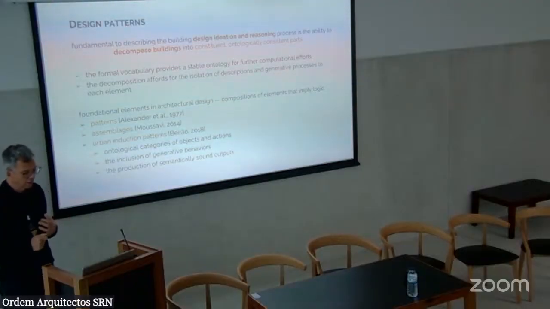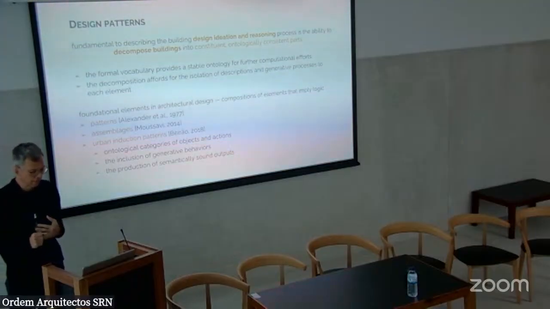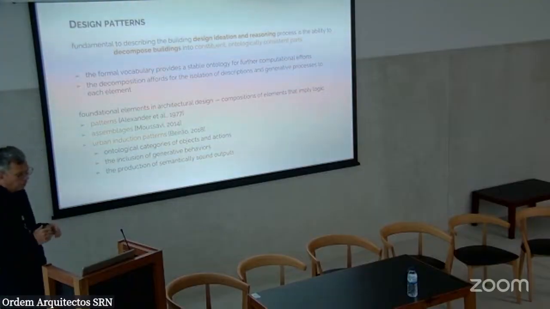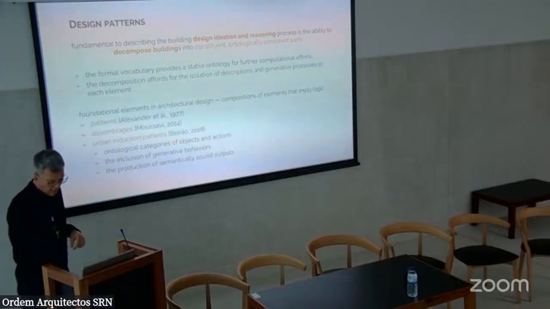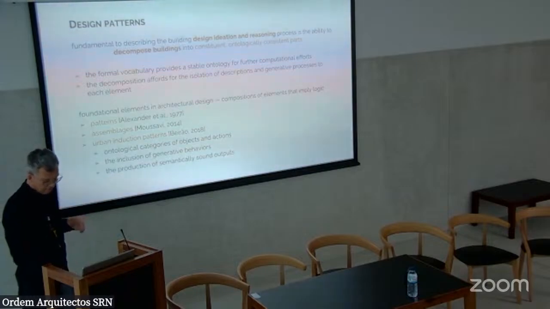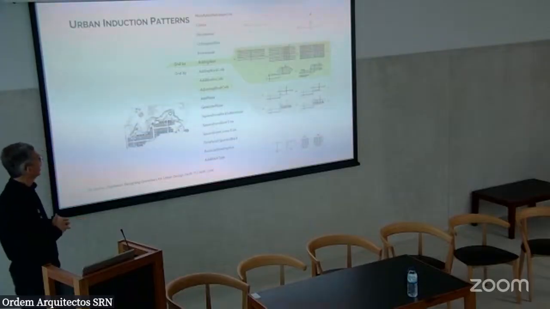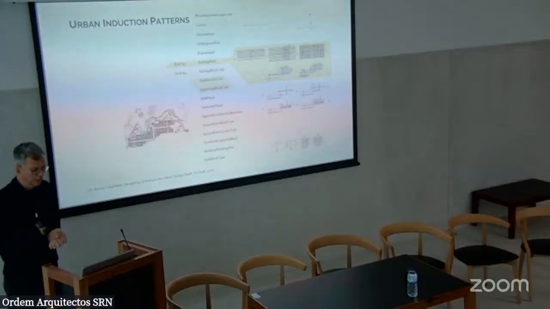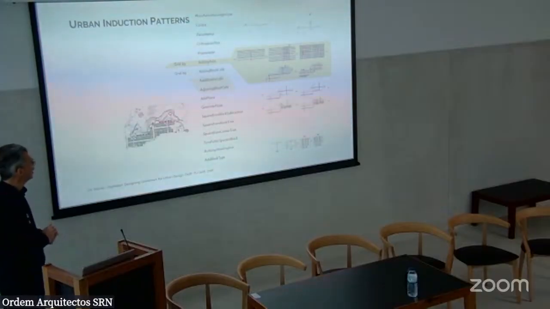Firstly is the ontological categories of objects and actions. Two is the inclusion of generative behaviors. And three, the production of semantically sound outputs. So our work at this moment is a little bit built upon that. Obviously, José Bairao's work was done at the urban scale, and we're focusing on the architectural scale. So here's just some of the work, some of the examples of the patterns that he identified.